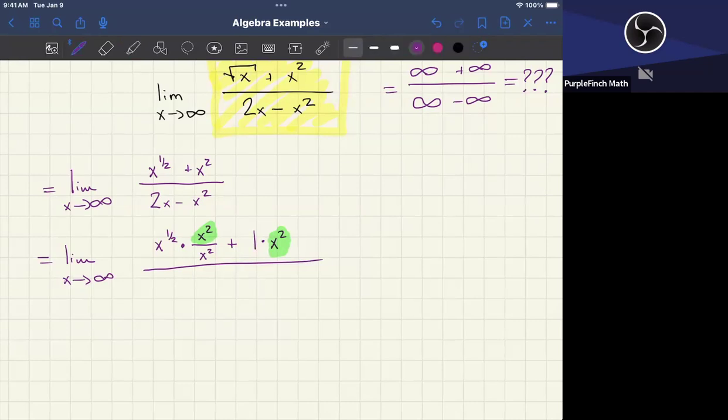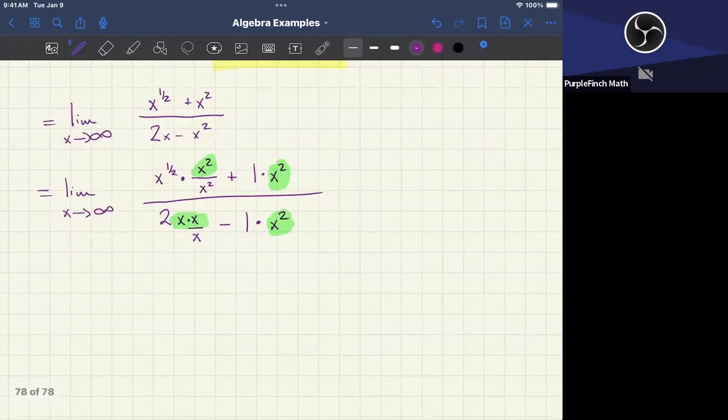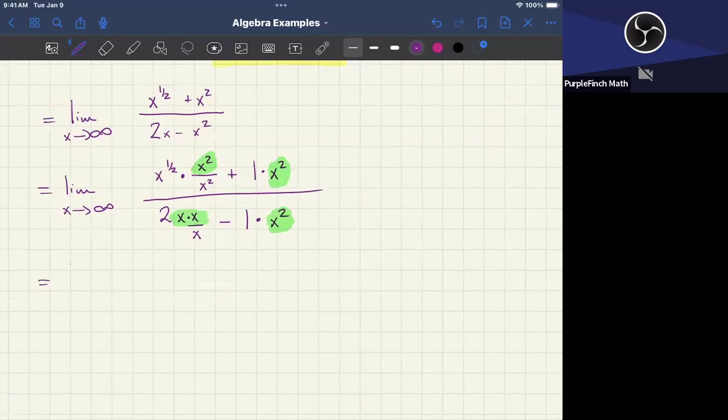For our denominator, we already have a single x in our first term. So we only need one more x, so we can multiply by x divided by x. And for our second term in the denominator, we're just going to change this into 1 times x squared. So let's see, over in our denominator, we have that x squared we're going to pull out. That's easy to see. In the first term, we have an x times an x that we're going to pull out. All right, let's factor that out then.